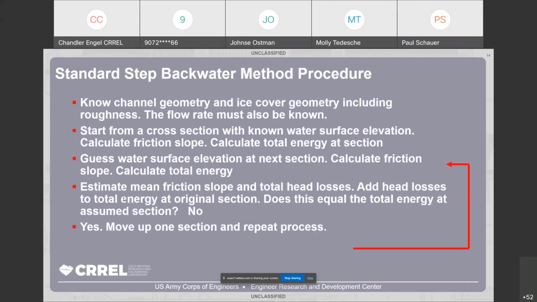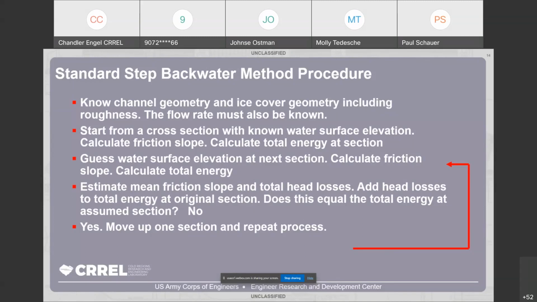This is an iterative process and proceeds exactly like we would if it were an open channel without ice. For folks that are familiar with that, we'll just use the modified terms that include the effects of ice friction on the flow. So first, we need a defined geometry for the channel: cross-section stations and elevations, channel slope, along with the roughness and the ice thickness that we're interested in modeling.